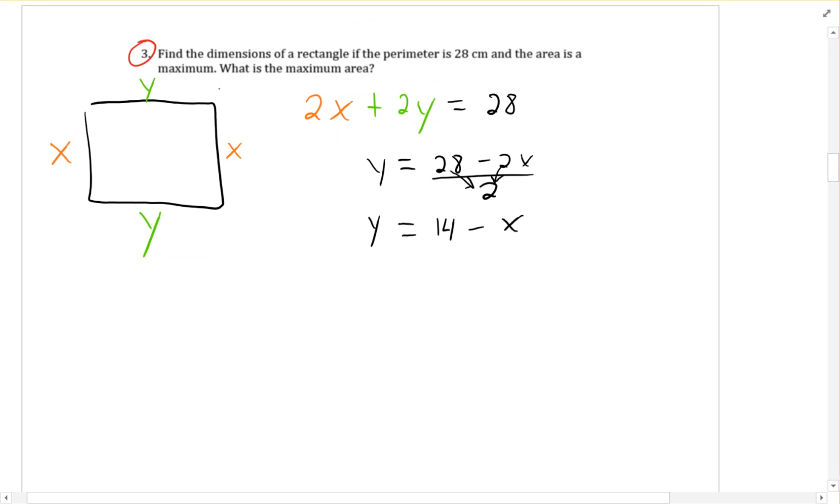Now it says area. What's the maximum area? Well, area is just going to be x times y. I'll call this A of x instead of f of x, just for area. So A of x is going to be x times y. Well, y is this. That's what y is equal to. So let's rewrite this as A of x is equal to x times 14 minus x.